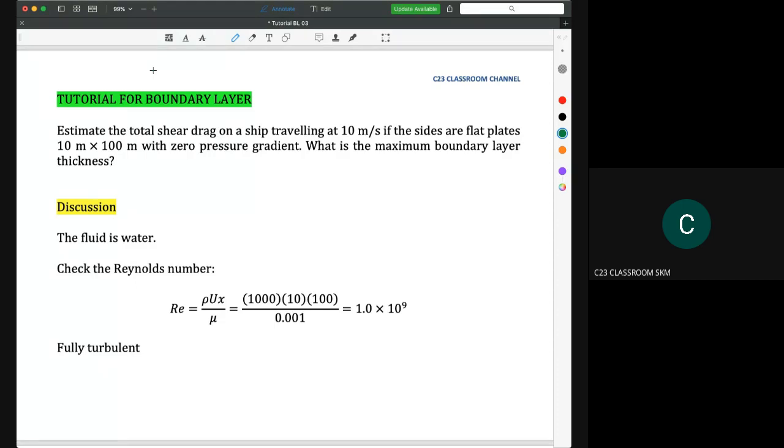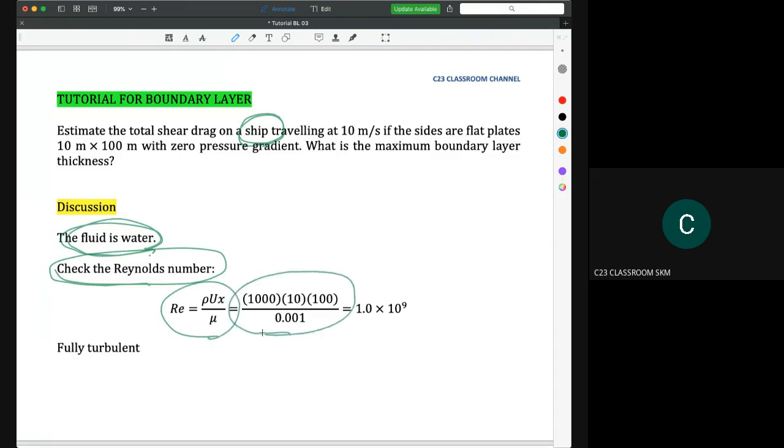First, because we are dealing with a ship here, we assume that the fluid is water. Then we check the Reynolds number. This is a very short question, but you need to be very careful. Normally you need to check the Reynolds number, so please remember the equation of Reynolds number: rho u x over mu. I substitute all the parameters here, and in this question we are dealing with water.